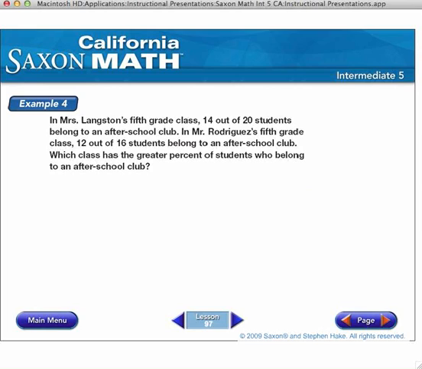In Mrs. Langston's 5th grade class, 14 out of 20 students belong to an after-school club. In Mr. Rodriguez's 5th grade class, 12 out of 16 students belong to an after-school club. Which class has the greater percent of students who belong to an after-school club? So the first thing we're going to have to do is convert both of these to percentages. So we have 14 out of 20.